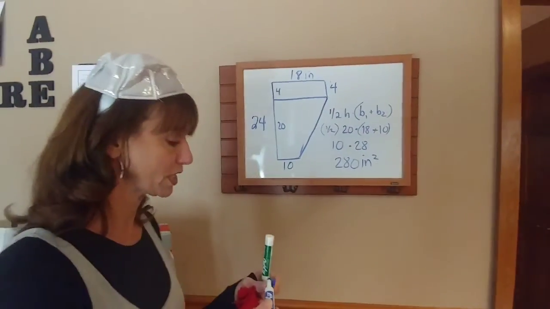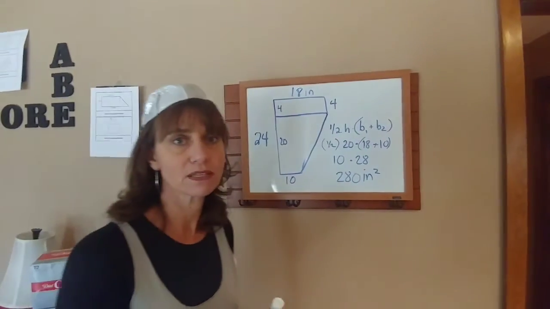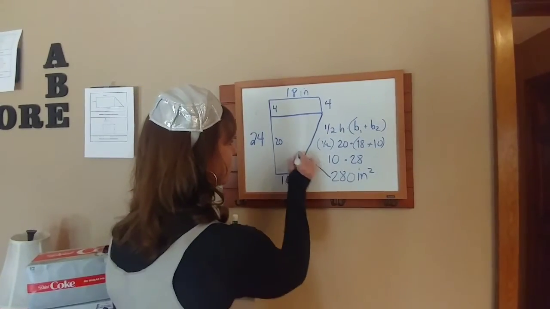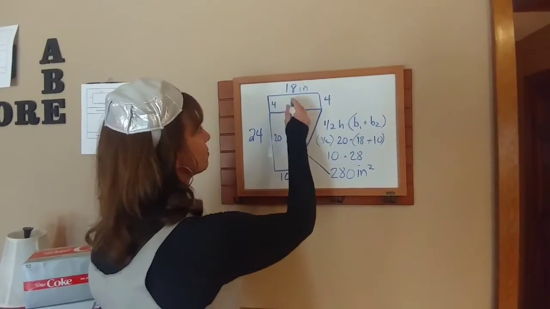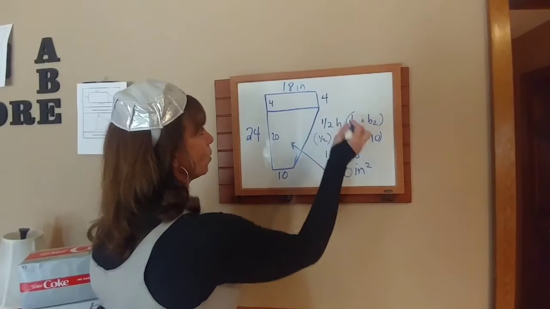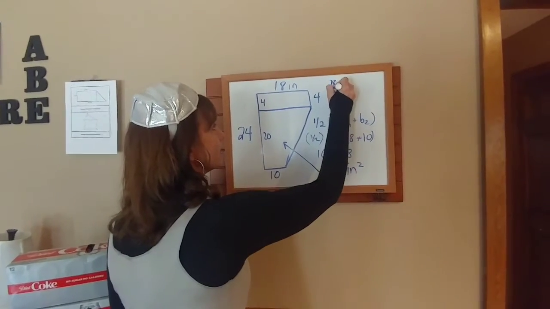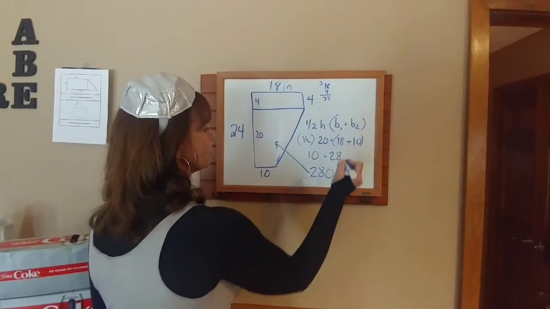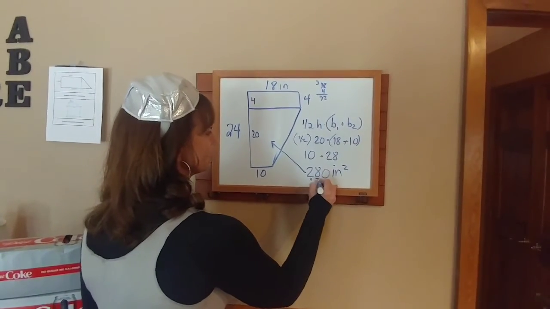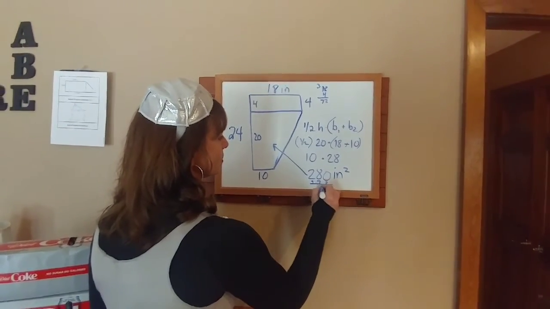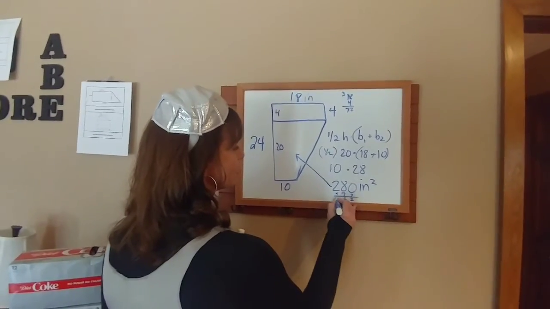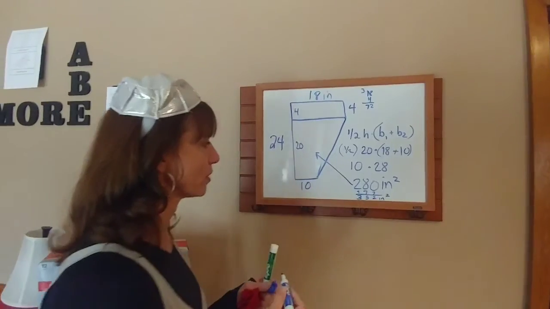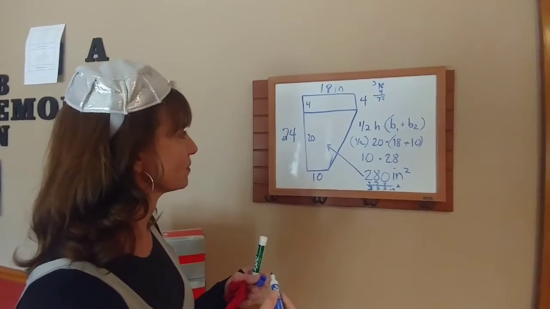So that is your homework tonight. Oh, what did I miss? Yes, I forgot to do the rectangle. So this is the trapezoid. Now I need to do the rectangle, which is just 18 by 4. 18 multiplied by 4, 72. So 280 plus 72 is 352 inches squared. Okay. I can't believe I almost forgot that.